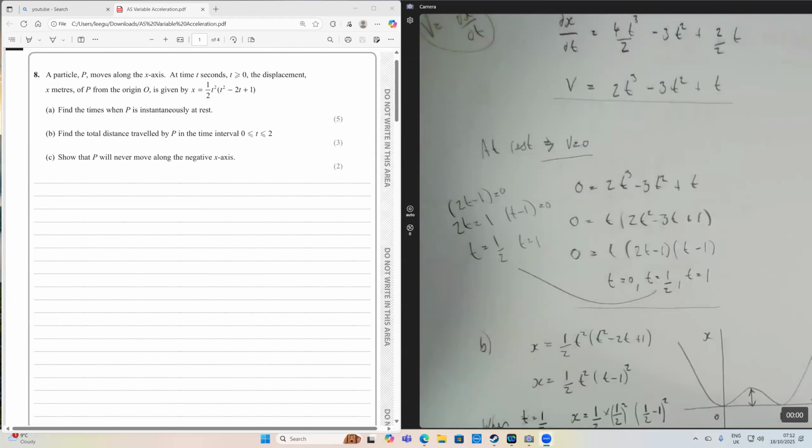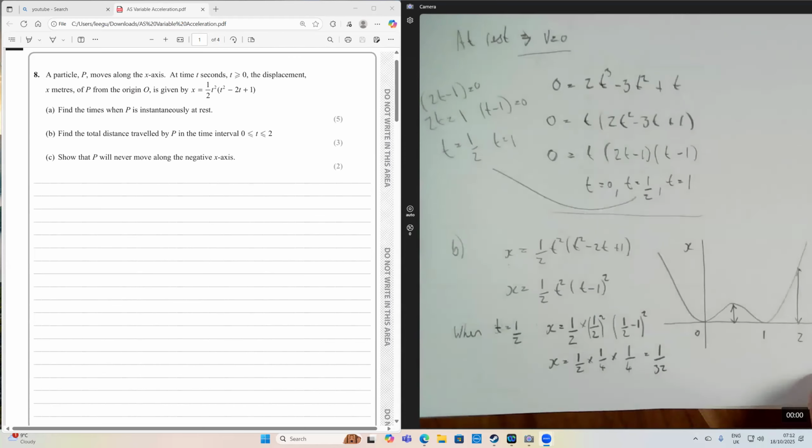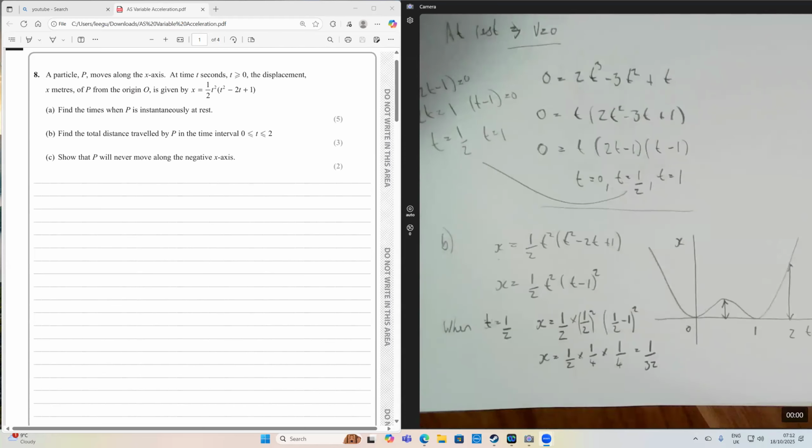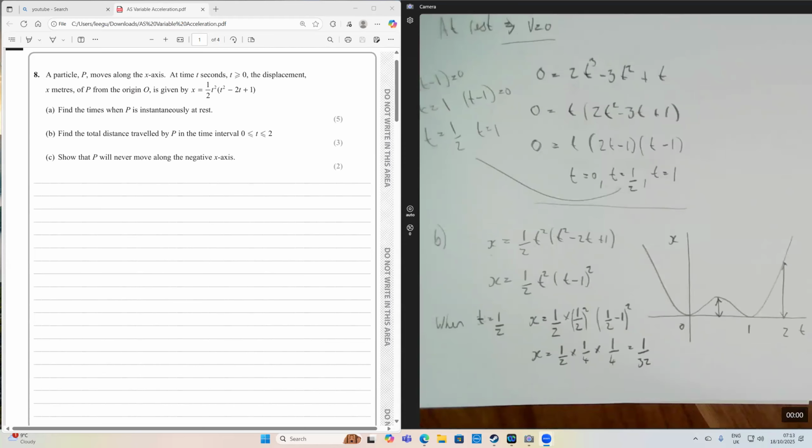Now, this next bit is only worth 3 marks, but in my opinion, this quite often happens in papers. We had a nice, easy 5 marks, but this part B is, I think, significantly trickier, and it's surprising that it's worth fewer marks. Part B says find the total distance travelled by P in the interval from 0 to 2.